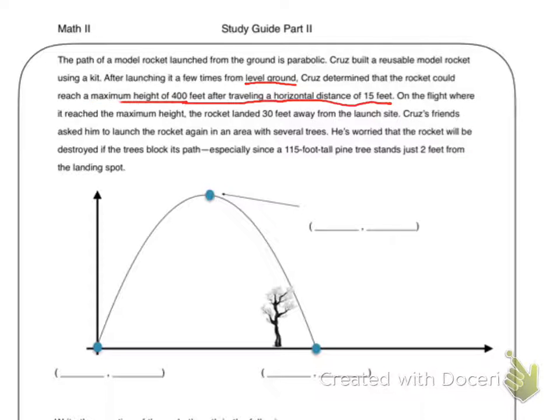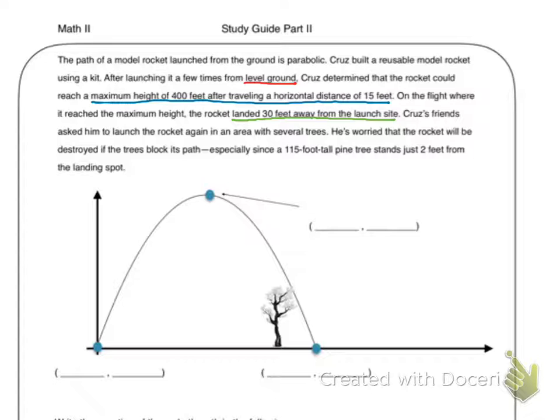On the flight where it reached the maximum height, the rocket landed 30 feet away from the launch site. So let's color code these. So we have ground level. We had a maximum height of 400 feet after traveling 15 feet, and then landed 30 feet away from the launch site.